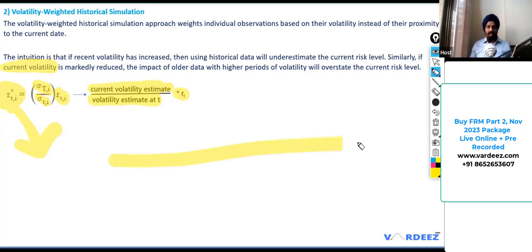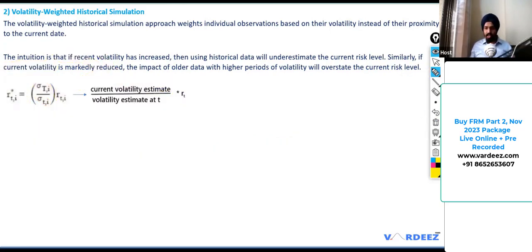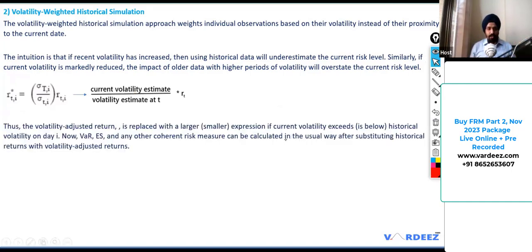And then you can use these updated returns in your VAR calculations. So rather than just plainly using your return data, adjust your returns with the current volatility estimate, and then use that data to calculate the value at risk or the expected shortfall. I can use the historical data points for value at risk, but rather than that, I can use the updated returns data that has taken into account the volatility estimate, so that I do not overestimate or underestimate my value at risk. That's the entire point here.